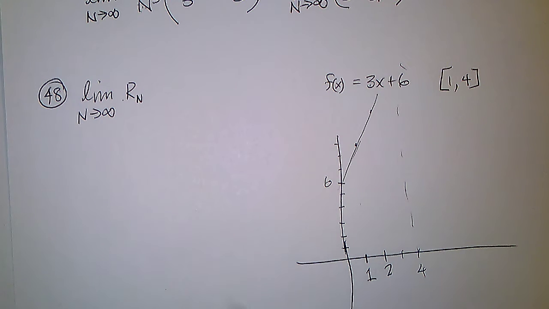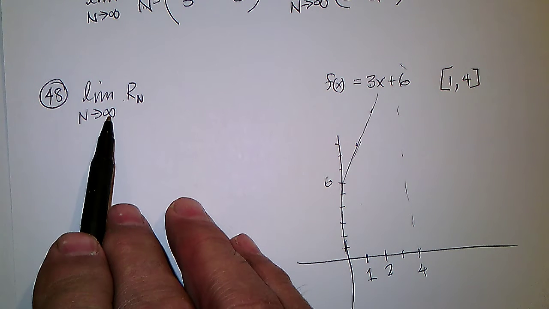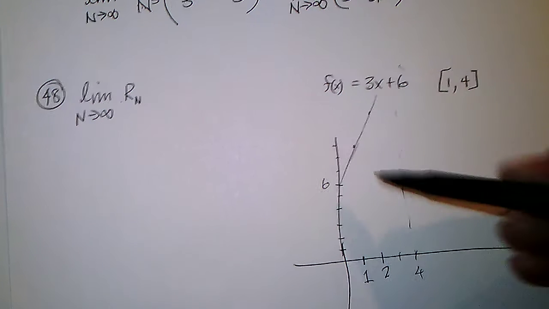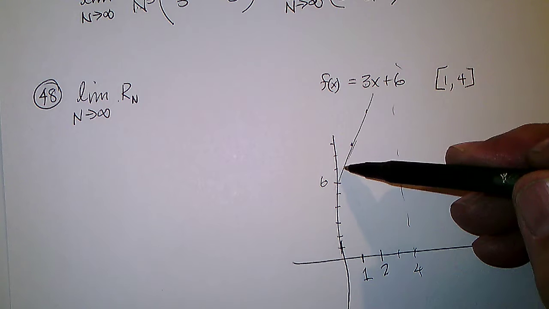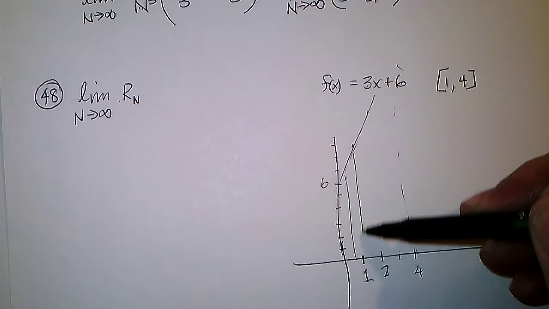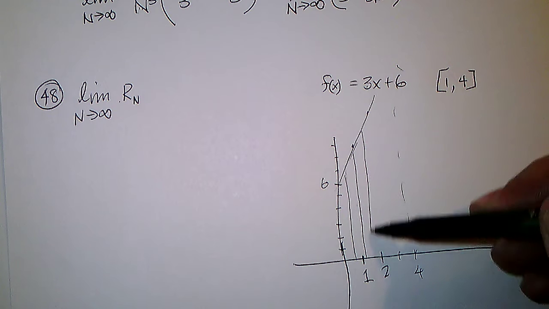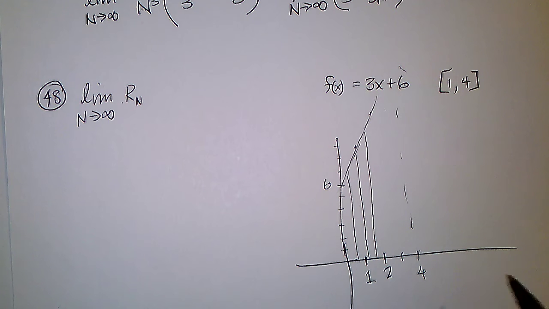And we're supposed to do the right side. And we're supposed to do as n goes to infinity. So we're going to start splitting this into n rectangles. So I'm just going to draw some here and know that there are going to be more and more and more of them. So how wide is each one of these going to be?